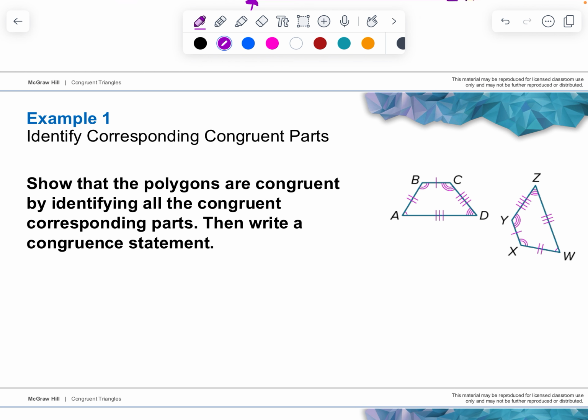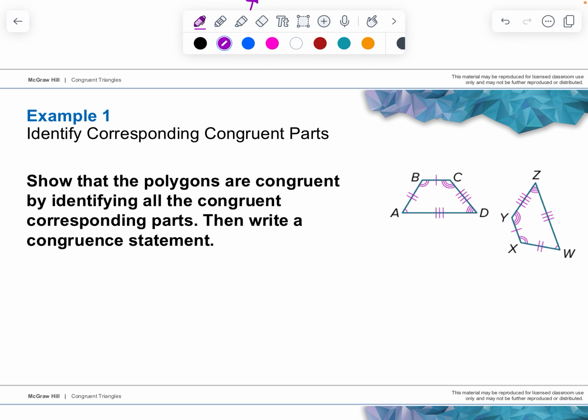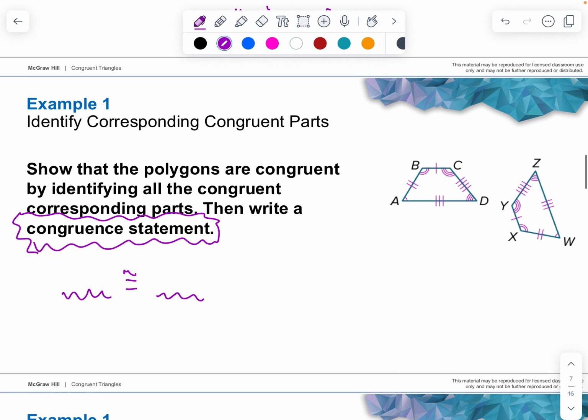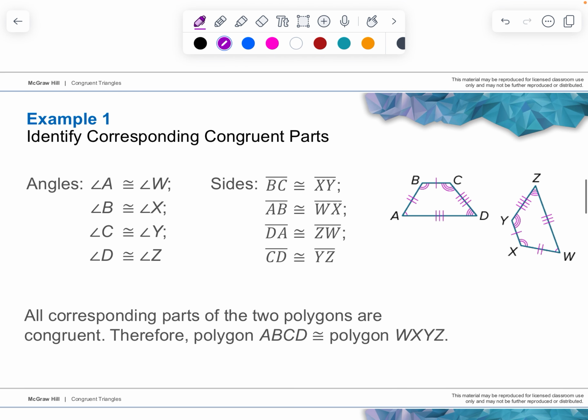So let's take a look here. This is an example in your notes, and it's already been written out for you, but it says show that they are congruent by identifying all those congruent corresponding parts and write a congruence statement. This word right here can be confusing. This is a statement that says something is congruent to something else. So that would be, like I said before, triangle ABC is congruent to triangle DEF. It's a statement that equates two things, that puts them together by congruence. So here are those statements.